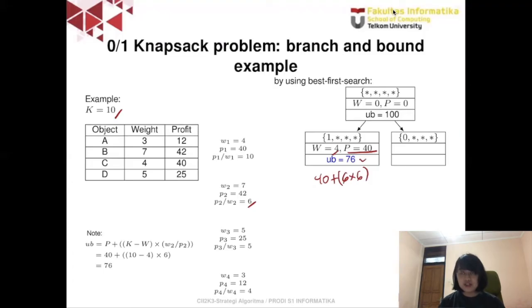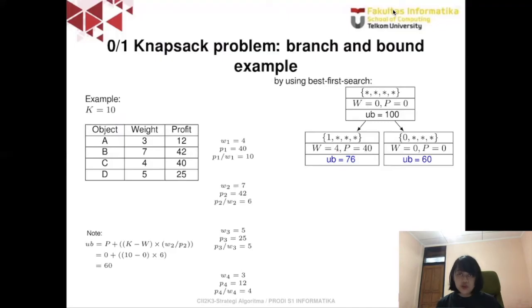It is the same for the next option. The total weight we have so far is 0, and the total profit we have so far is 0, which means at this point we don't have any profit yet. But we still have 10 capacity remaining, which means the 10 capacity remaining can be filled with items with density no more than 6. So we multiply it with 6 so that we have 60 as the upper bound.